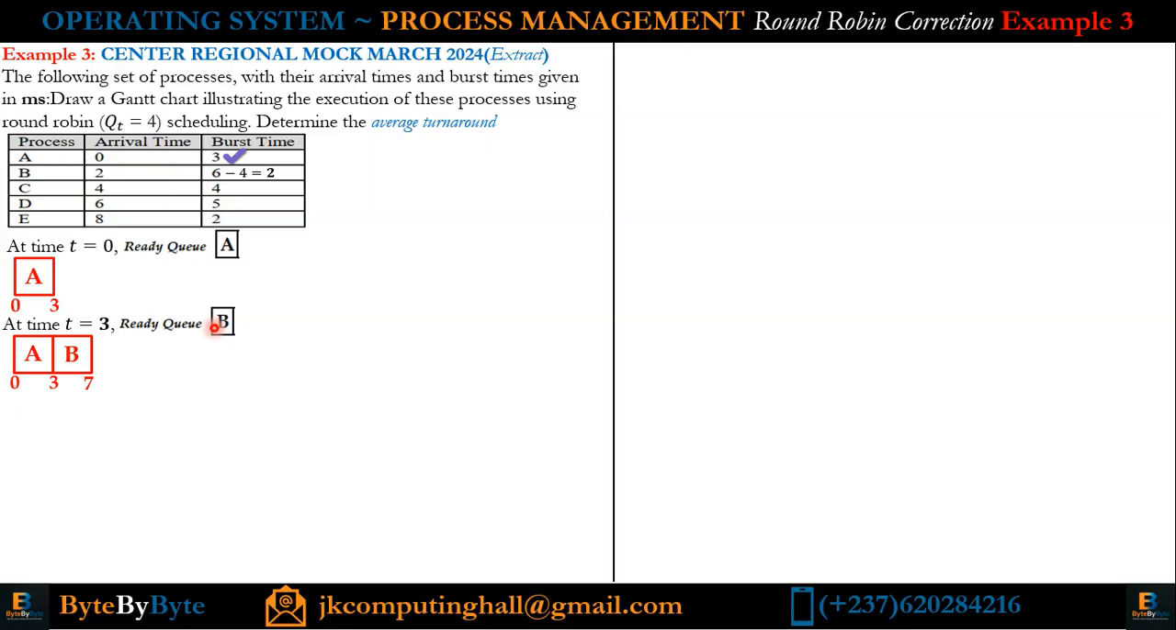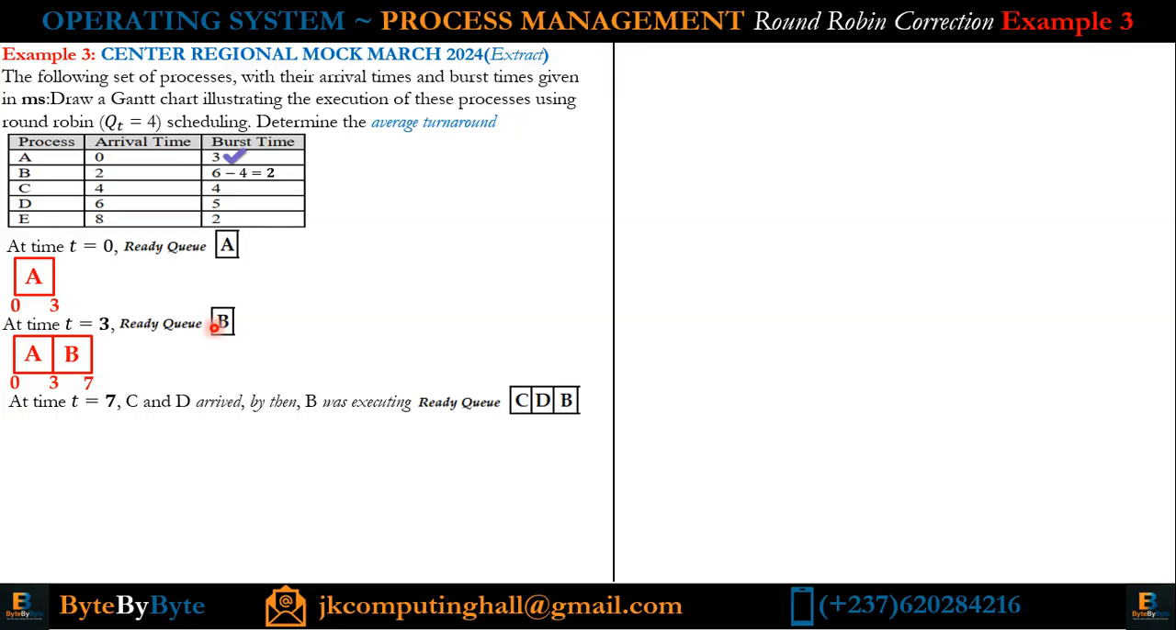At time 7, you realize that C and D are already present. So by the time B was still executing, C and D had already entered the system. That is why at time t equals 7, as you can see, C and D arrived. By then B was executing. So in my ready queue, I am having C because C came first. Then I have D before I have B.